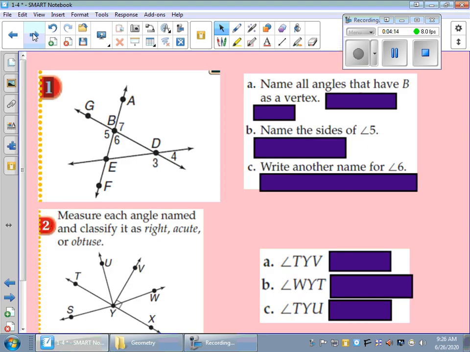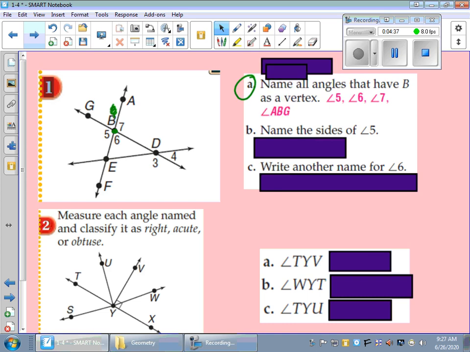So now we get to some classifying and naming of things to see how we can interpret information. Question A up here says to name all the angles that have B as a vertex. So the first thing you have to do is find B. B is right here. Okay, B is this point right here. So think of different ways to name B. And these are some of the examples that we get. So we can call it angle 5.